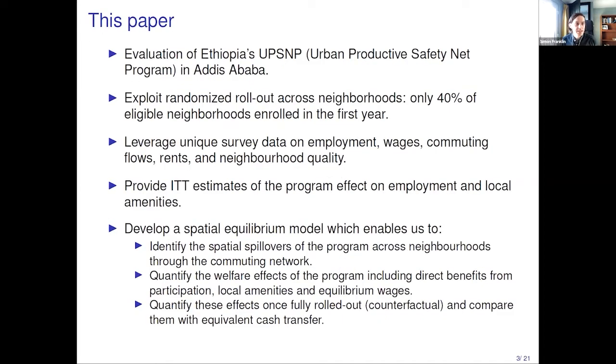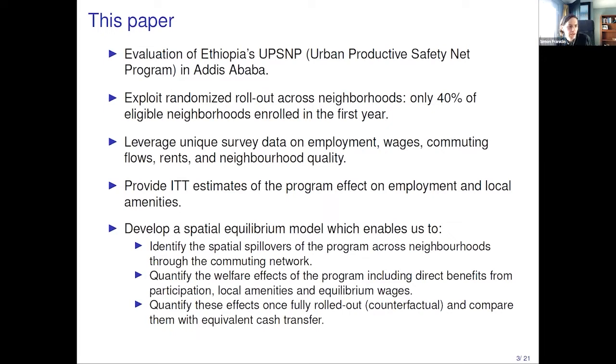Okay, so the context is Ethiopia, the Urban Safety Net program in the city of Addis Ababa. We are going to exploit the randomized rollout of the program, where 40% of the neighborhoods get it in the first year randomly. We collect our own primary survey data, which is very comprehensive and focuses on the things that we need to measure, commuting and neighborhood quality in particular, which are not traditionally collected in these kinds of surveys.